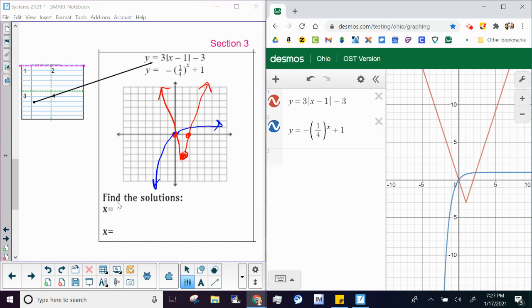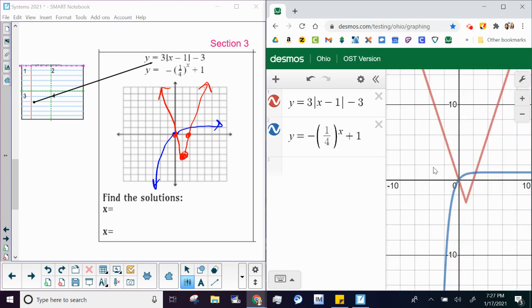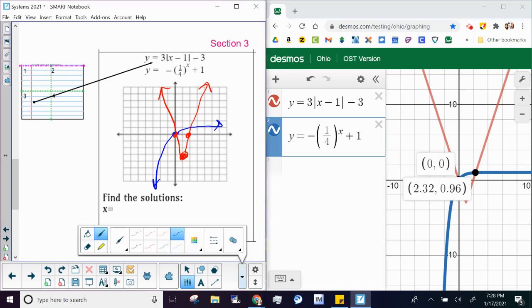Now this time it kind of gave us a hint. It said find the solutions, so you know there's more than one. Actually, they give us specifically 2 solutions because they say x equals and x equals. So we're looking at where these graphs overlap, and there should be 2 locations. I'm going to make this bold so we can see it. When we look at this, we can see there are 2 points where they intersect: 0, 0, and 2.3, 0.96. So let's label those on the graph.